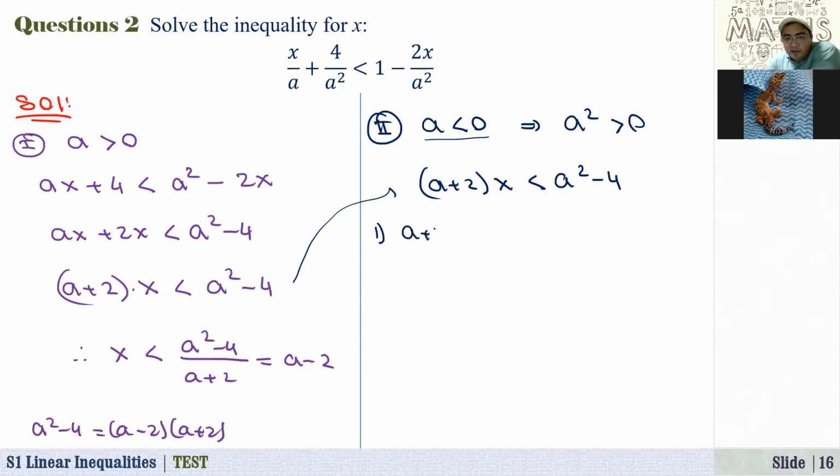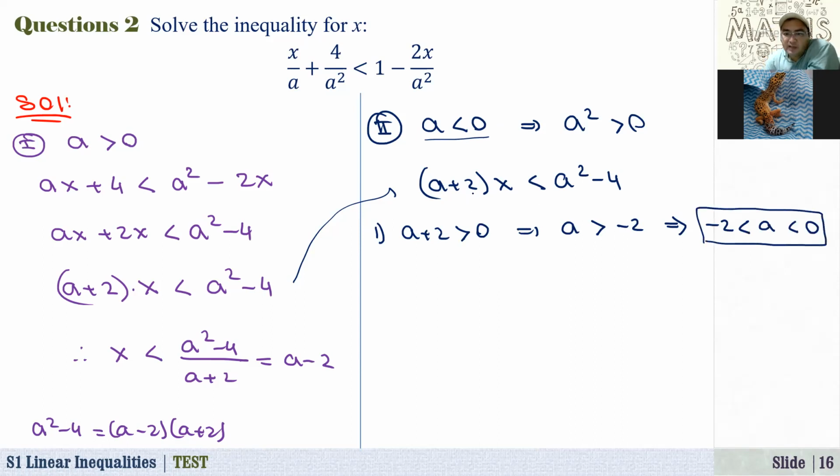Here we have a plus 2 also positive, which means that a is greater than negative 2, right? So a is less than 0, a is greater than negative 2. That means that here we are considering negative 2 less than a less than 0, right? A is between these, just keep in mind, okay? So now I can divide both sides by a plus 2, and x will be less than a squared minus 4 over a plus 2, which is just equal to a minus 2, where a is between negative 2 and 0.